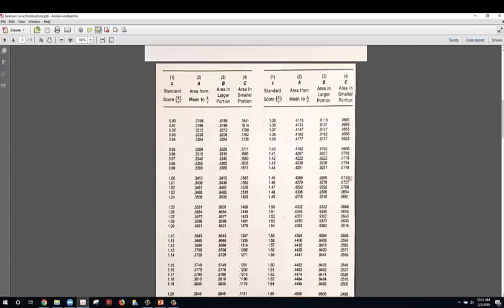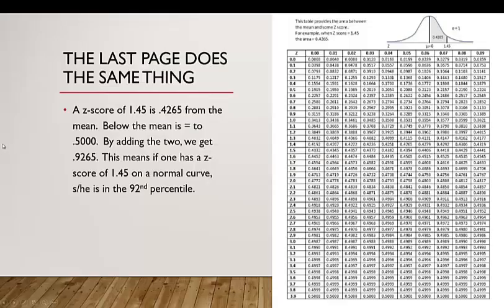So you have this chart in your module. Let's take a look at some other things that we can do with percentiles and the normal curve. Let's pull back up our PowerPoint. Here again, we're simply going over what I told you on the last page. So we said the 1.45 was 0.4265 from the mean, and I go through this and explain to you how to use this chart.